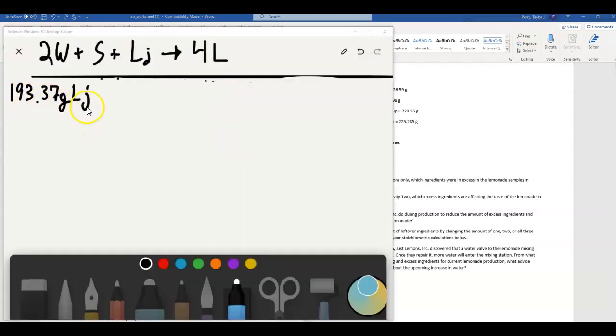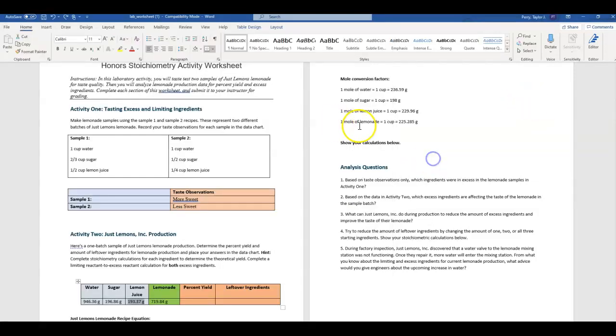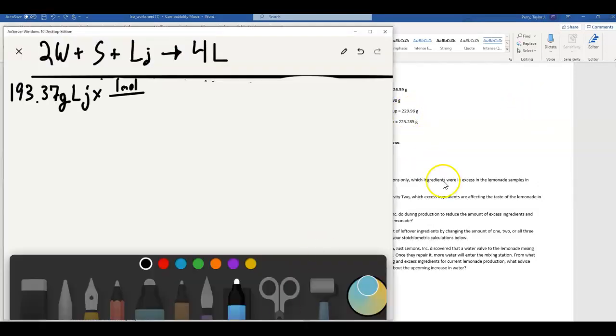We're starting with lemon juice because that's our limiting reactant, and we're going to figure out how much lemonade I can make with 193.37 grams of lemon juice. The first step is to convert this into moles. We need to know how many grams are in 1 mole of lemon juice, and it shows us right here, 229.96 grams. That'll cancel out our grams of lemon juice, leaving us with moles of lemon juice.